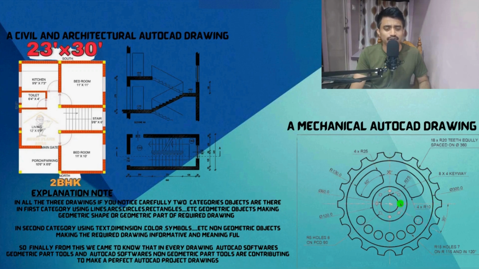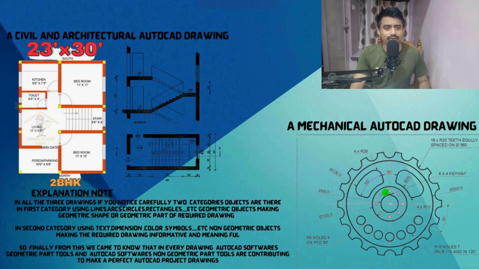These are geometric objects. In any drawing, no matter what the drawing is, whether it is related to AutoCAD electrical, plumbing, mechanical, civil, architecture, P&ID, MEP, whatever the AutoCAD branch, in all those AutoCAD drawings you will see there must be a geometric part involved in the drawing, and a non-geometrical part also involved in the drawing.